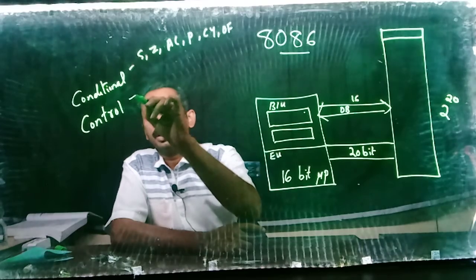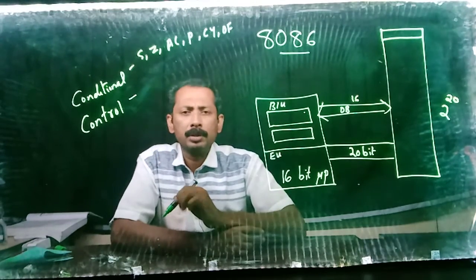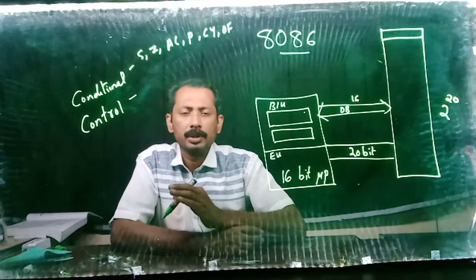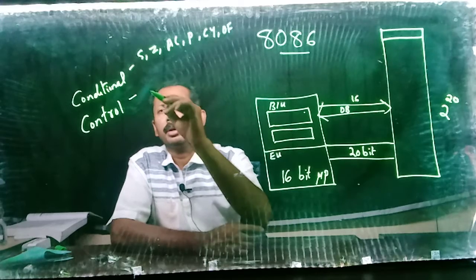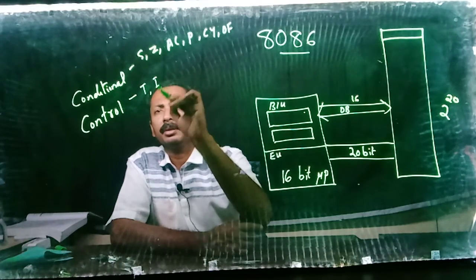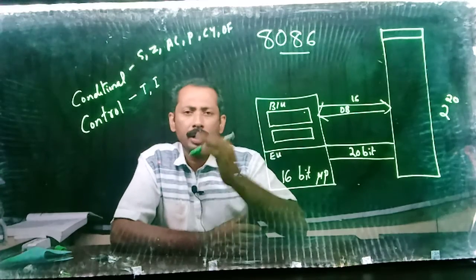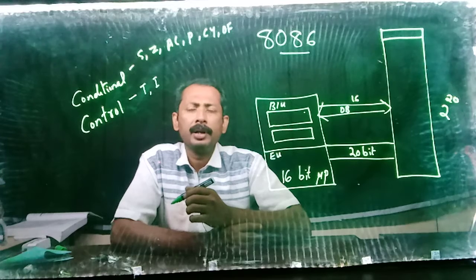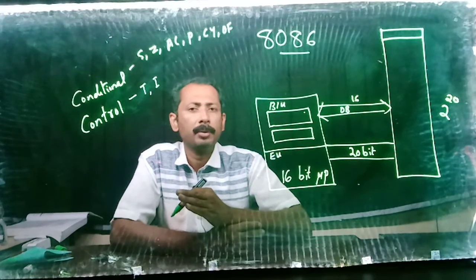Then we have control flags. 3 control flags. They are called so because they control the execution process. Then one is trap flag, one is interrupt flag. Trap flag, interrupt flag. Trap is for single stepping. Single stepping വേണ്ടിയാണ് trap flag യൂസ് ചെയ്യുക. Trap flag സെറ്റ് ആണെങ്കിൽ single stepping enable ആവും.